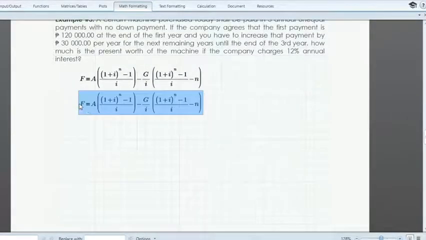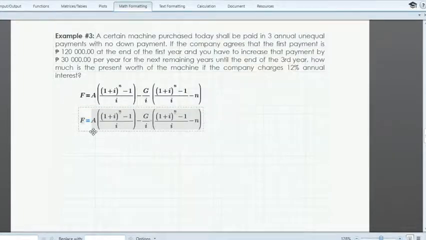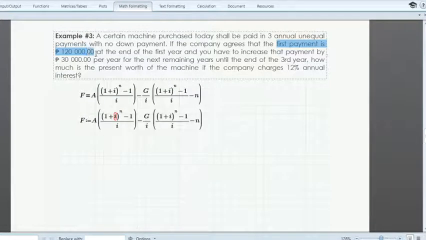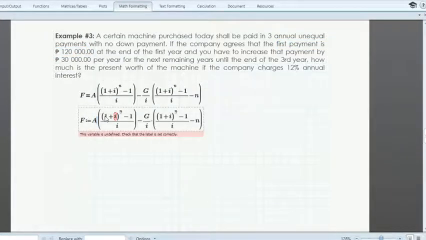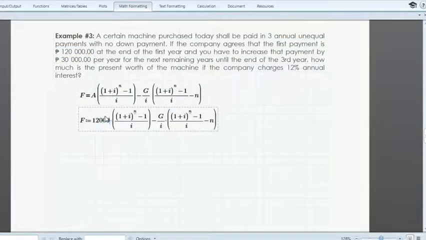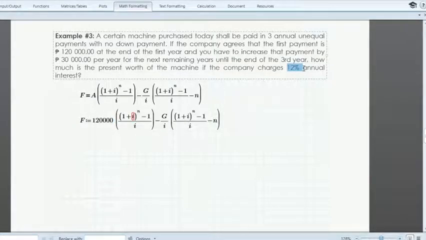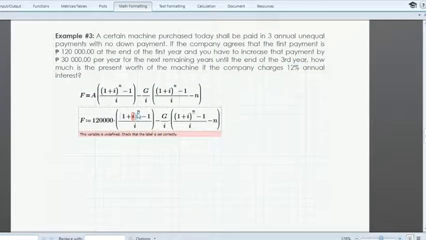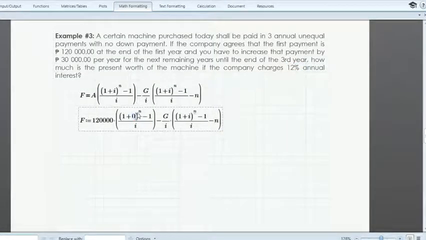So, kay future, ano ang sabi niya? Magkano daw yung unang payment? The first payment is 120,000. So, anong value ni A? Kung ang first payment ay 120, edi siya yung A natin, si 120,000. Ilan ang interest? The company charges 12% annual interest. So, naka-decimal dapat. So, we have 0.12. O, palitan na natin lahat ng interest. We have here 0.12. Also, this one.